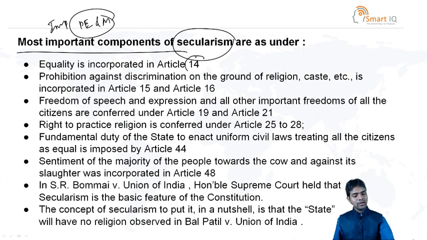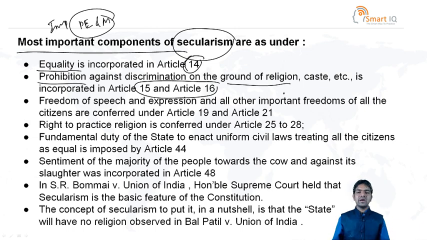Article 14 talks about equality before law and equal protection of the laws. That is also related to there being no caste distinction. Every Indian citizen has equality, and there is no discrimination. Articles 15 and 16 also talk about the prohibition of discrimination on the ground of religion, race, caste, sex or place of birth.